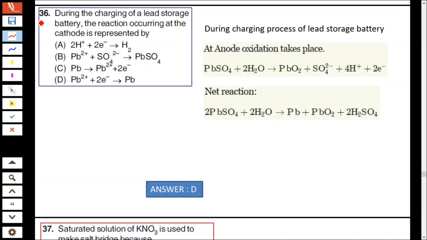Question number 36. During the charging of a lead storage battery, the reaction occurring at the cathode is given as. During the charging process of a lead storage battery, at the anode oxidation takes place. Hence lead sulfate reacts with water to give lead oxide and sulfate plus 2 electrons. The net reaction will be lead sulfate plus H2O gives PbO2 plus H2SO4.